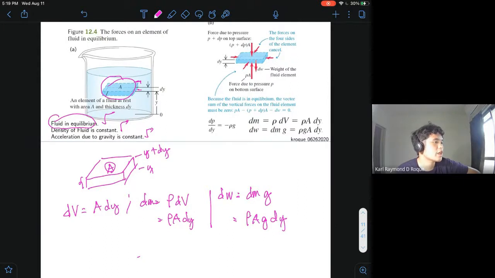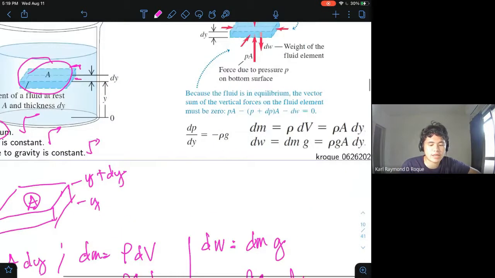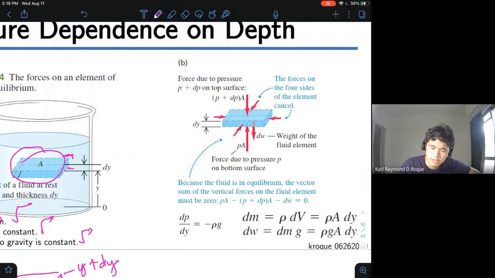So, what are the important forces to consider? Now, let's look at all the forces acting on this. Let's use this as a figure of reference. For simplicity, let's say it's a box. The fluid exerts forces on all four sides of it. The forces on the four sides of the element cancel, but the top and the bottom do not, because there is a difference in height.